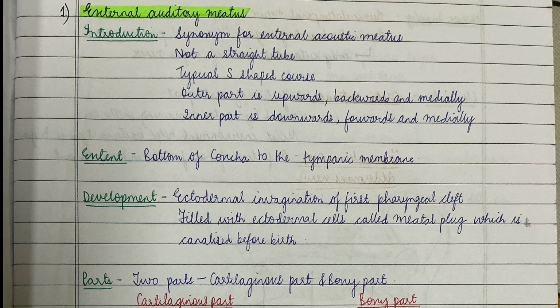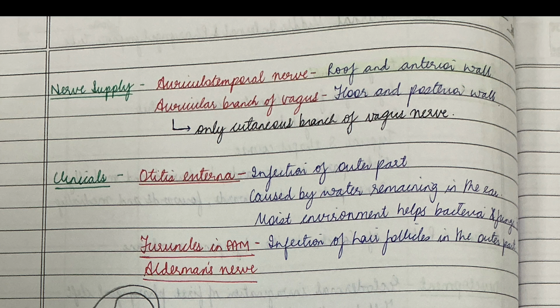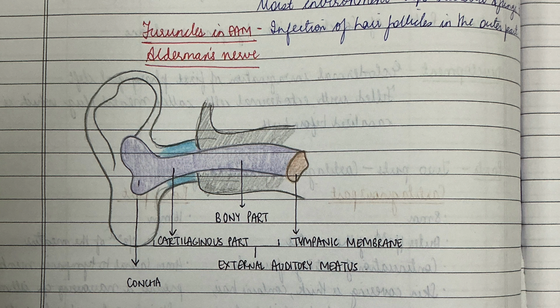The topic is external auditory meatus. You can see that I have included introduction, extent, the relevant embryology, which is development. No histology was relevant over here. Now, if I come to the body, you can see the parts. You can see the foramen of Huschke, the arterial supply, the nerve supply, and at last I came to clinical correlations. I've also drawn a diagram over here. So I hope you're clear with what you have to write in your papers.